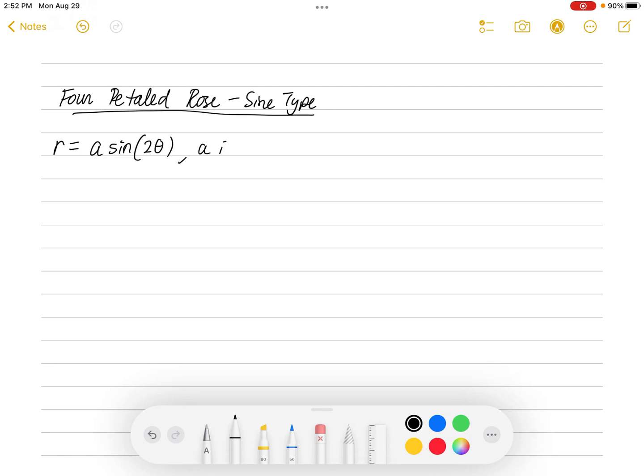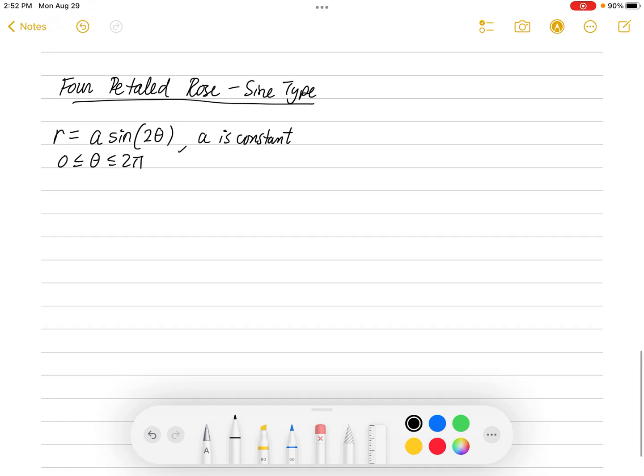So here a is constant, and theta goes from 0 to 2 pi. It turns out if you have an even number in front of your angle within the argument, so the argument here is 2 theta, you have an even number, so you're going to have 2 times n petals if n is even. Since we have an even number right here, that means we're going to have 2 times 2 petals. So this is going to be 4 petals in this case.